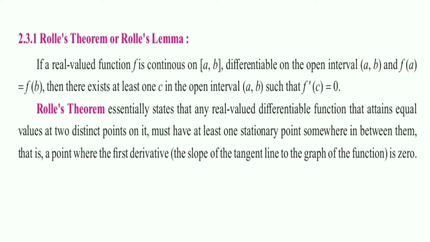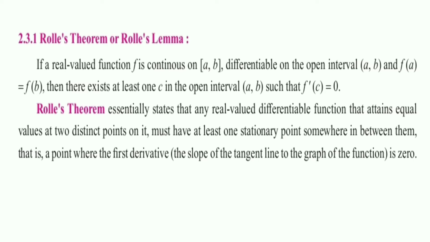If a real valued function f is continuous on closed interval [a, b], differentiable on the open interval (a, b), and f of a equals f of b, then there exists at least one c in the open interval (a, b) such that f dash c equals 0.